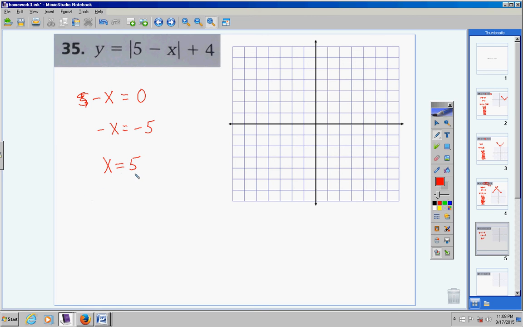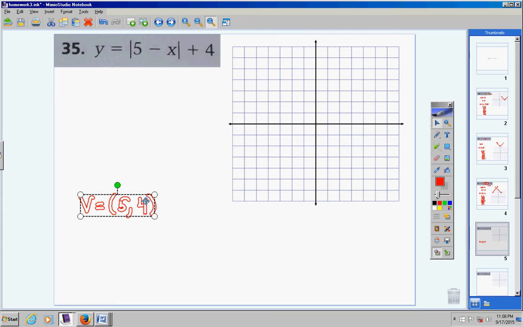So there I have the x value of the vertex is 5. Now, is there anything being added or subtracted to the entire absolute value? Yes, this 4 is positive 4. So that's going to be my y value of my vertex. Pretty simple, okay? So I've got my vertex here.